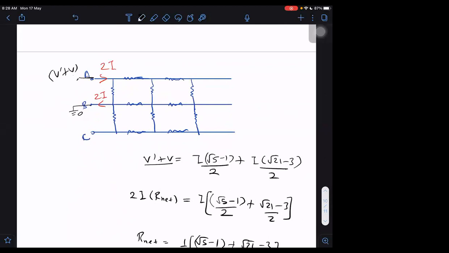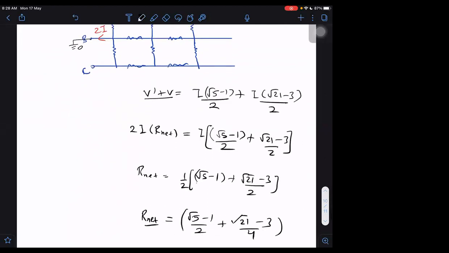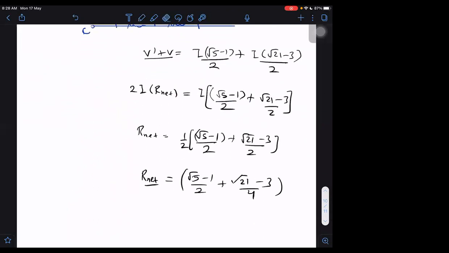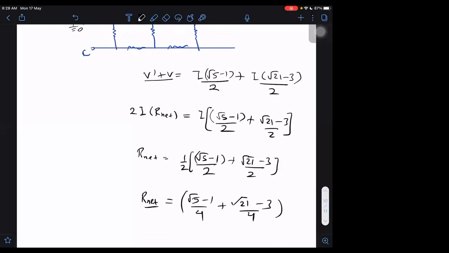I should have taken by 2. Then I should have taken by 4, sir. By 4, correct. That was the mistake, because V dash itself was I into root 5 minus 1 by 2. Correct. Right. This is the answer then.